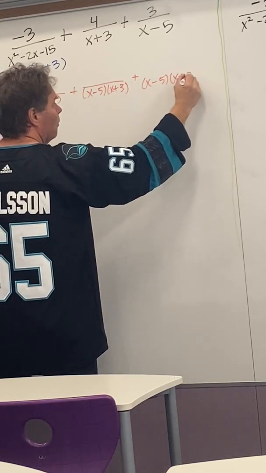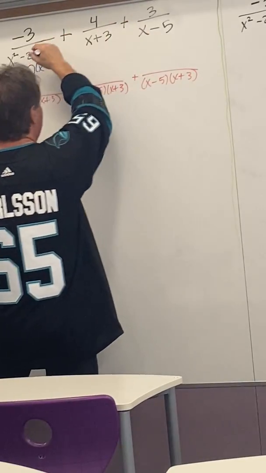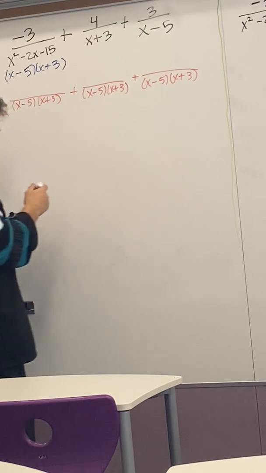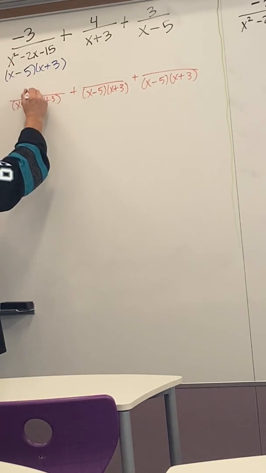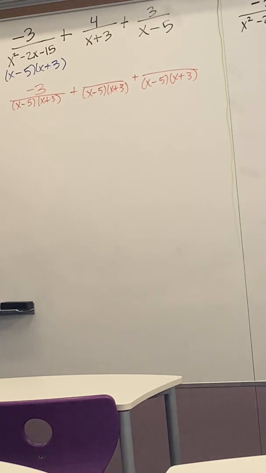So this is my goal, to make all three of these fractions have this same denominator. Well, here's the good news. This guy already has it. Look, I don't have to do anything to turn this guy, x minus 5 times x plus 3, into x minus 5 times x plus 3. It's the exact right thing. So the top just stays like it is. Nothing changes.